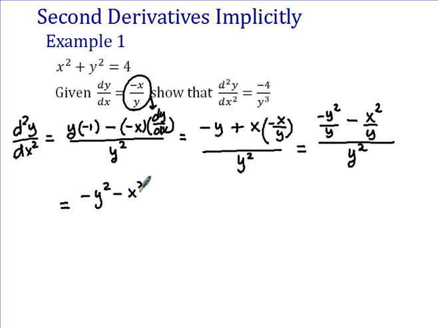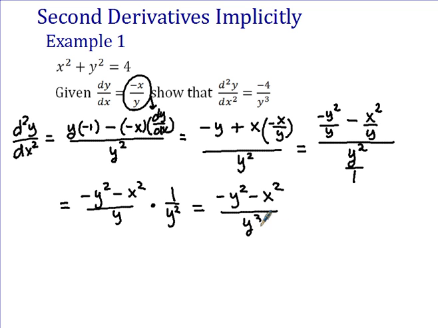Negative y squared minus x squared over y, and I'm going to multiply by the reciprocal of my denominator since I'm dividing with fractions. My denominator is y squared, or you could think of it as y squared over 1. So I'm going to multiply this times 1 over y squared, the reciprocal of the denominator. And I'm left with negative y squared minus x squared over y times y squared, which would be y cubed. Okay, that looks pretty simplified.